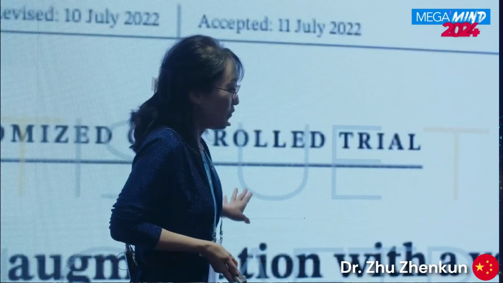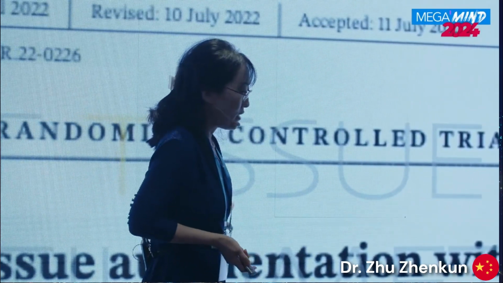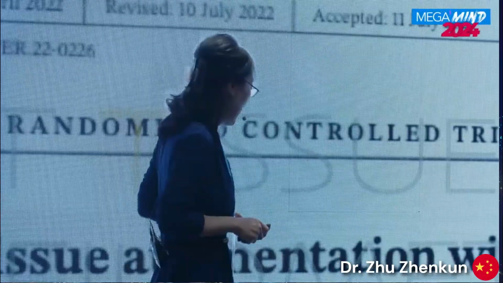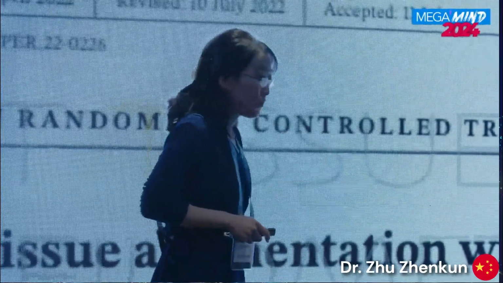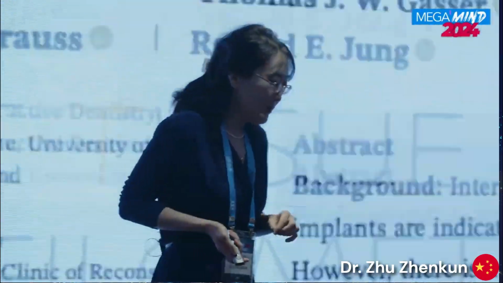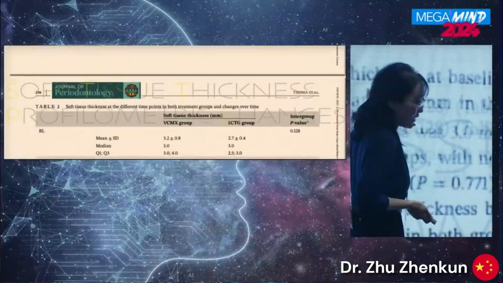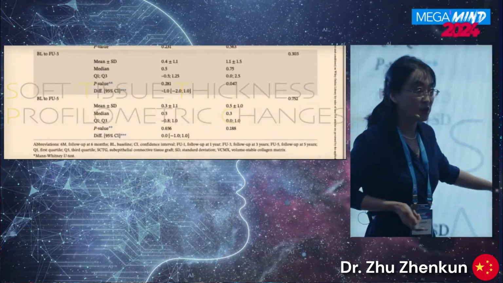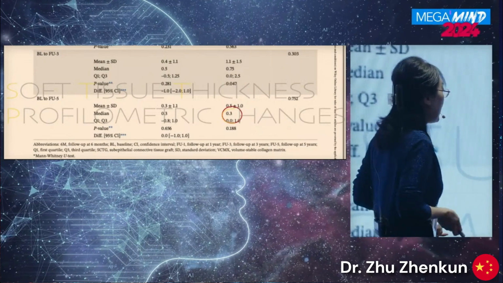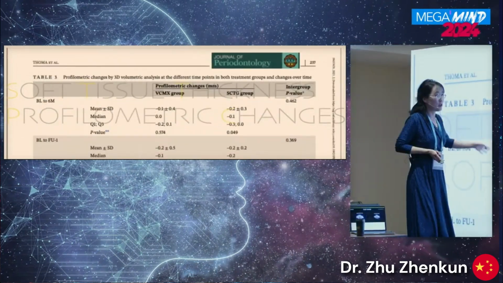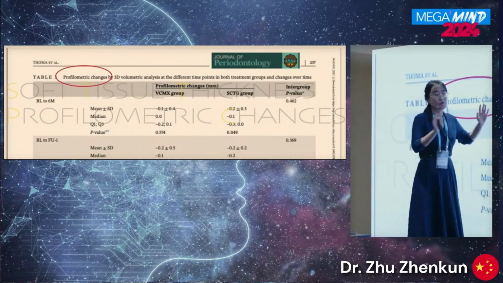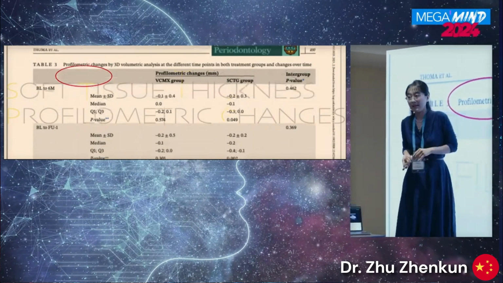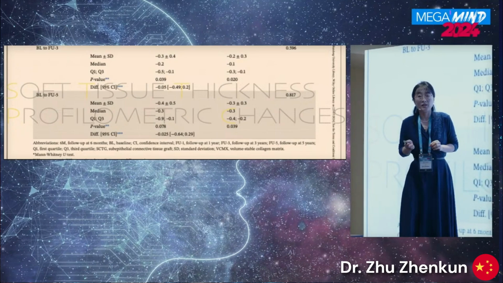In fact, we can say that up to 2 years follow-up is not enough to indicate long-term stability of soft tissue. Here is another CTG with a 5 years follow-up. Compared with the baseline after 5 years follow-up, the soft tissue thickness got a 0.3 millimeter increase. At the meantime, we can see that the ridge contour changes compared with the original level. The group with CTG only got a 0.3 millimeter decrease.